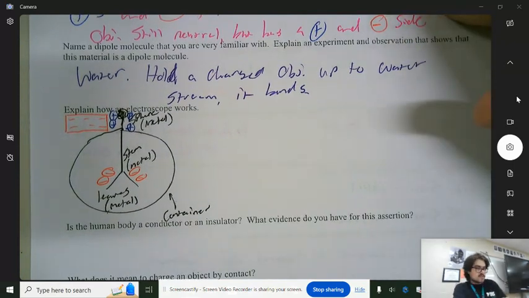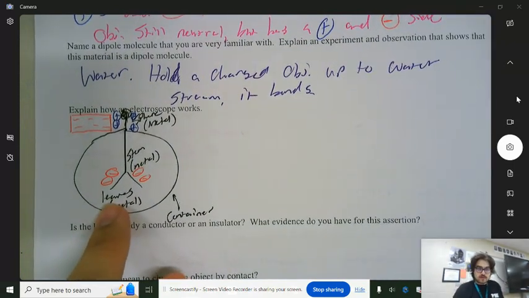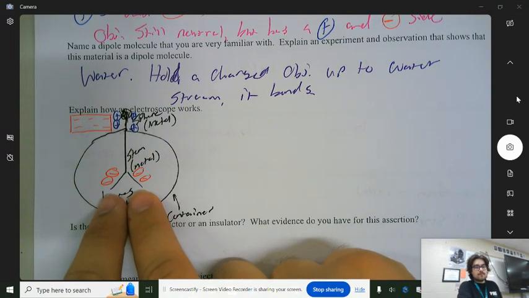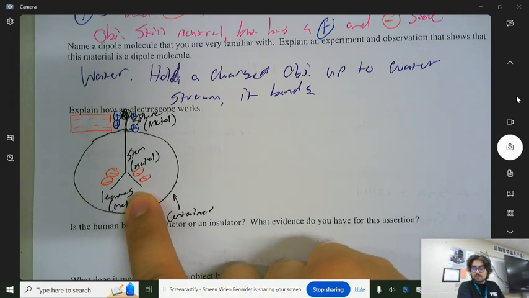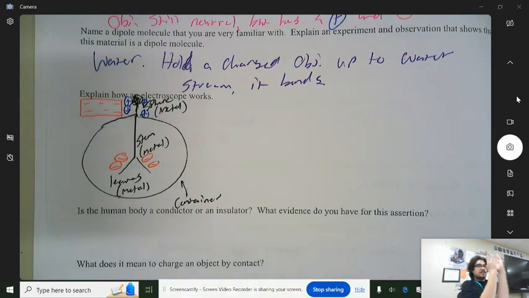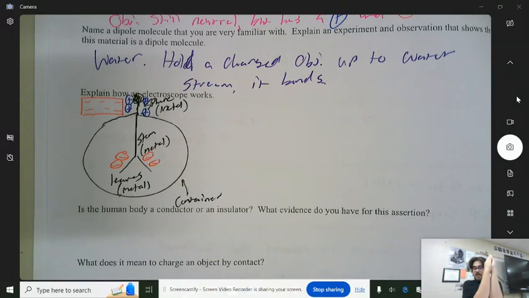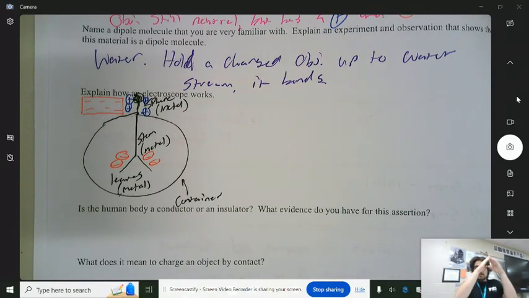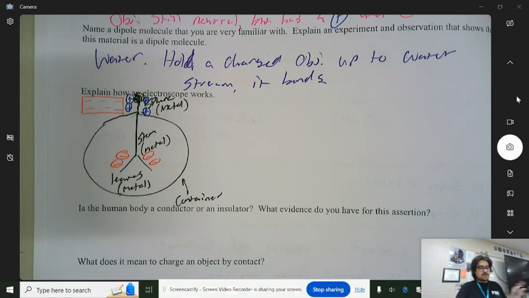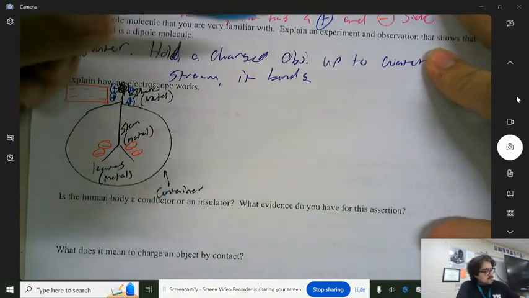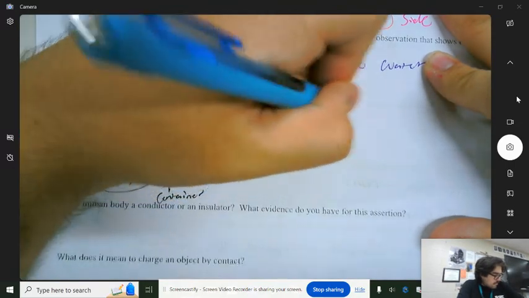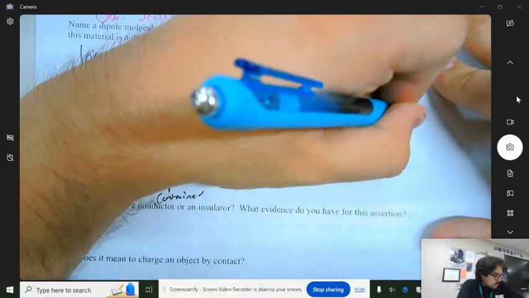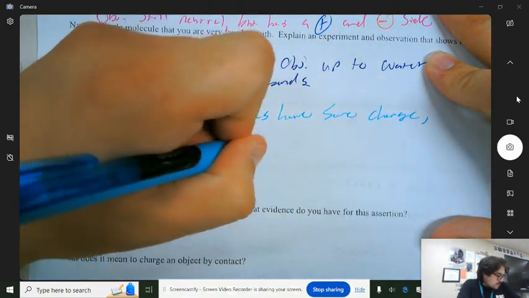Each of the leaves is negatively charged, which means they repel each other as well. When there's no charge detected or no electric field present, the leaves are just free hanging, but when there is an electric field present, the leaves will separate, because the leaves have the same charge.